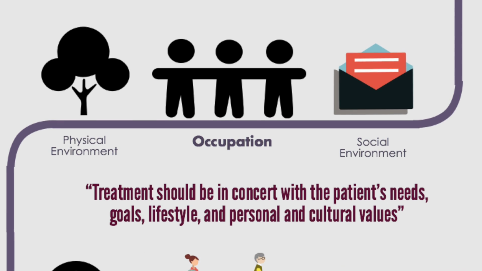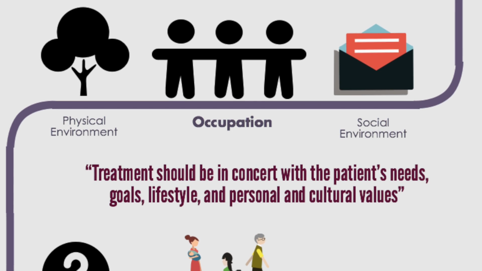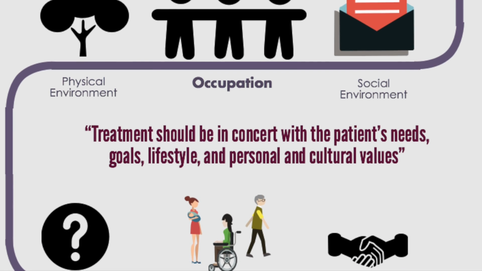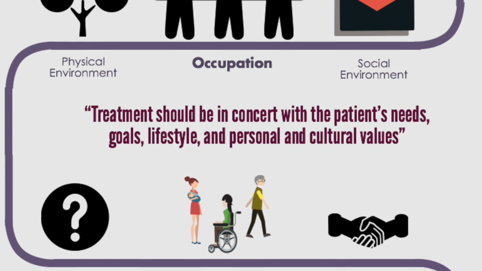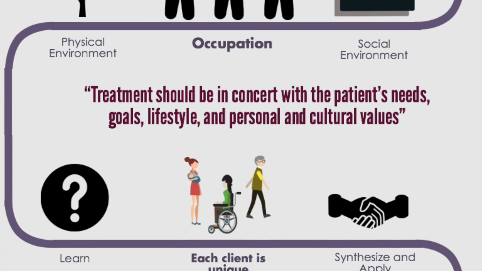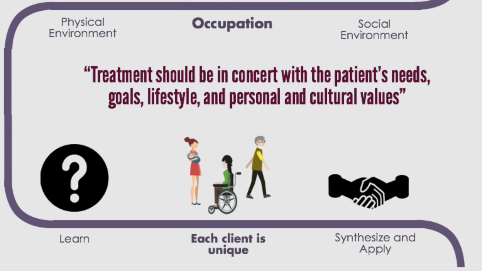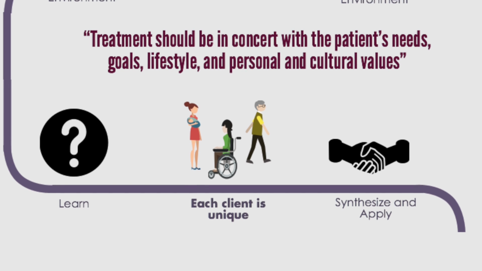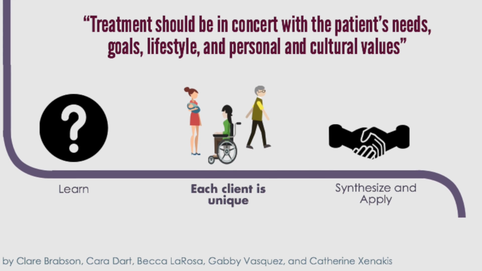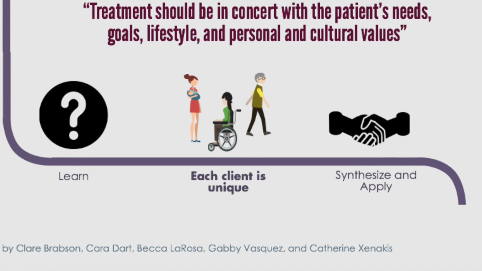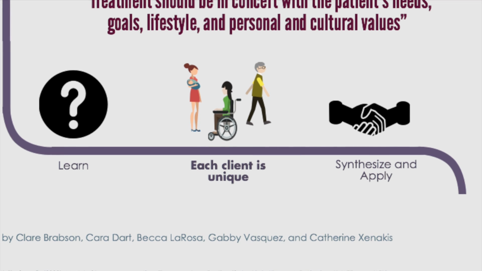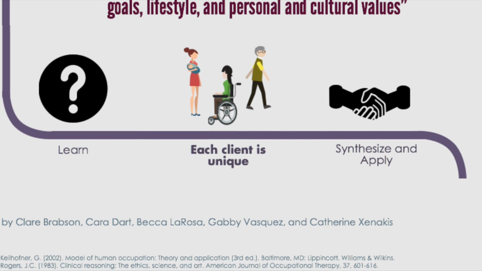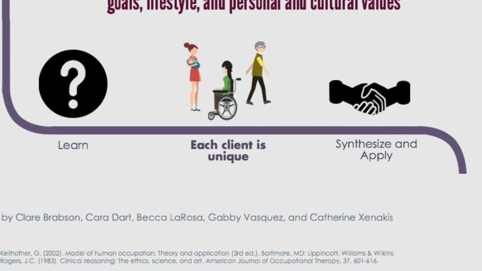The model of human occupation also focuses on the importance of the physical and social environment and how they interact with the occupation of the client. When working with a client, every treatment should be in concert with the patient's needs, goals, lifestyle, and personal and cultural values. This can be accomplished through the use of clinical reasoning. Learning more about the volition, habituation, and performance of each unique client can help a therapist synthesize and apply different interventions by drawing from previous experience and taking into account the physical and social environment.